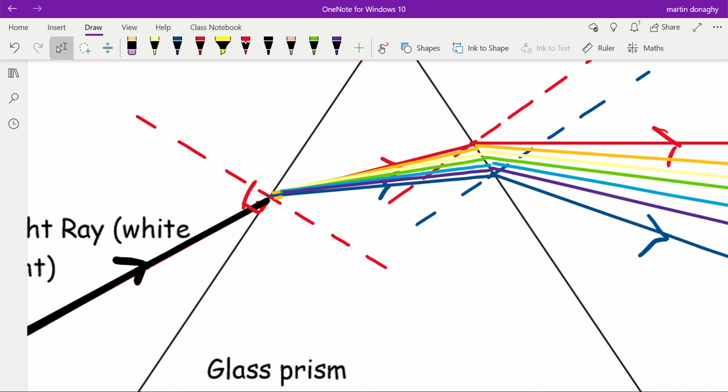You would also need to know which one diverges more, okay? Or well, which one refracts more. So because the violet slows down more, it will bend more towards the normal than the red, okay?